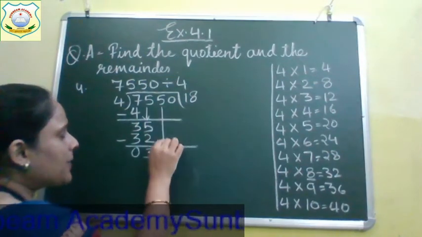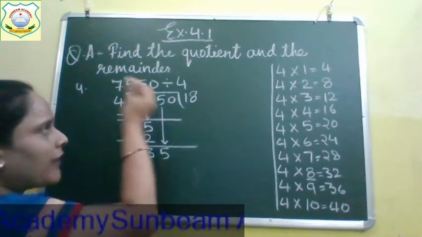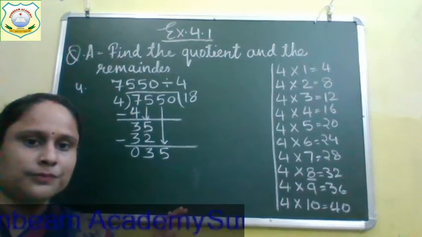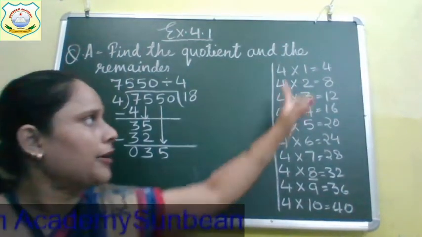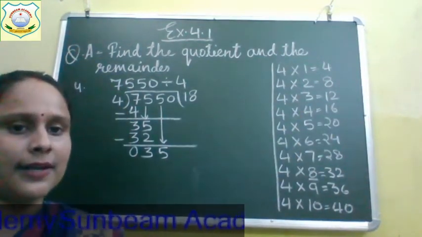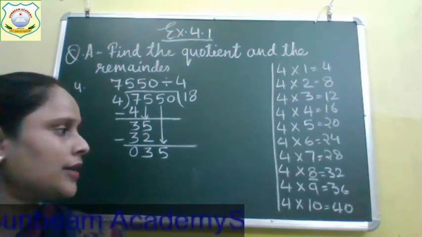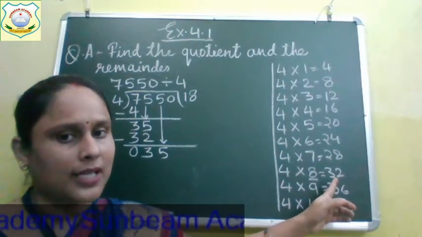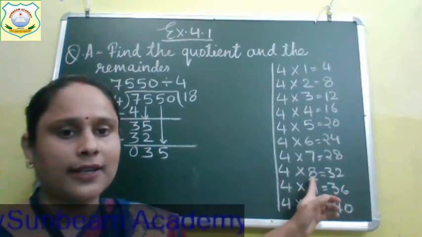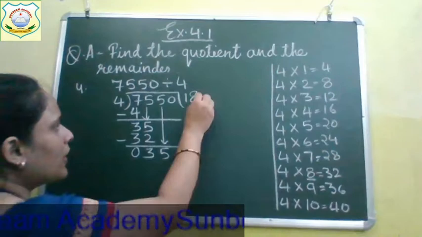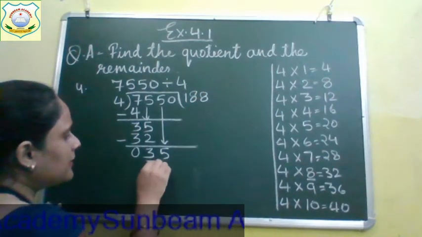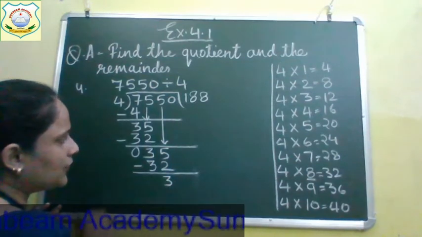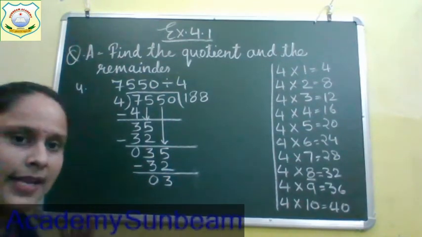Now which number will we bring down? Again we got 5 to bring down. Now in the table of 4, can you see 35? No. So the number less than 35 is 32. How many times will you get 32? 8 times. 4 8s are 32. Now, how much is left? 3. Here you will get 0.